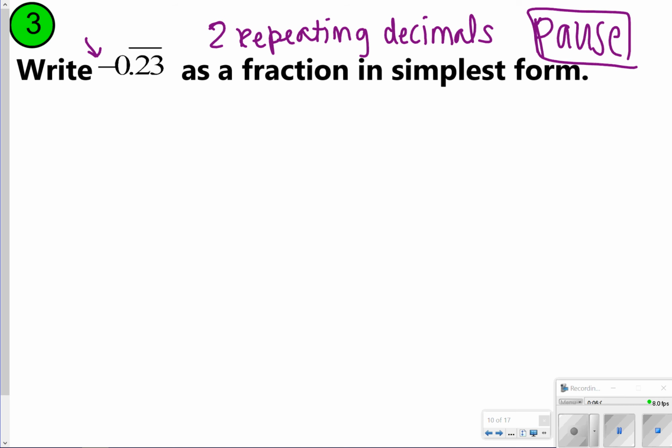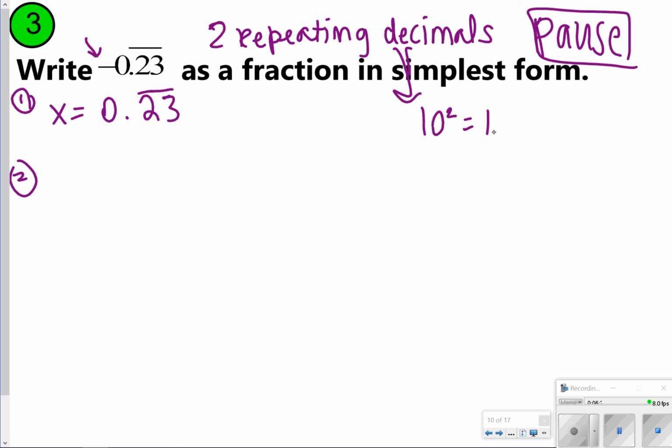Alright, the first thing we did for number 3 is write down the original equation. So x is equal to 0.23 repeating. Okay. Step 2, I'm going to multiply by a power of 10 depending on how many repeating decimals there are. Since there are two repeating decimals, I'm going to be multiplying by 10 to the second power, which is equal to 100. Okay. So that's multiplying by 100 on both sides.